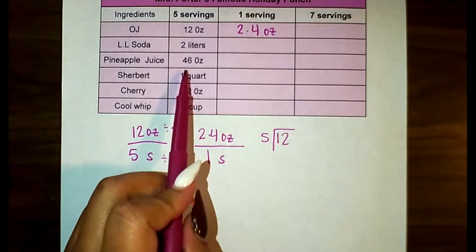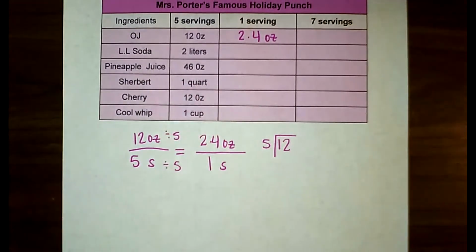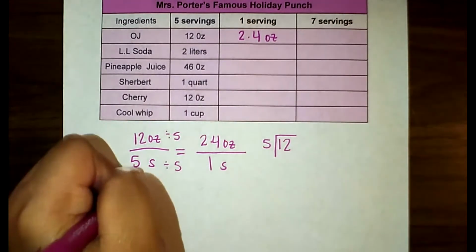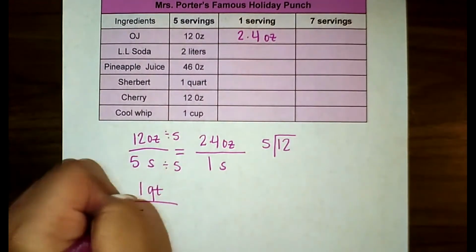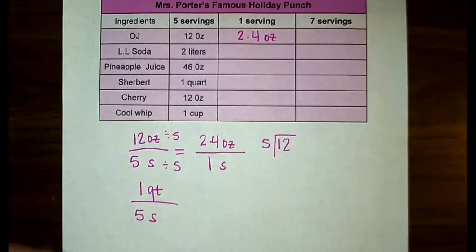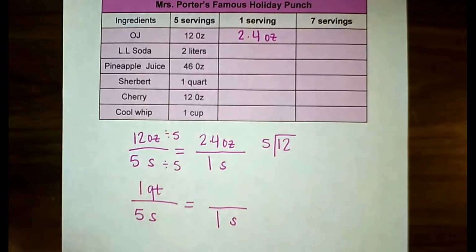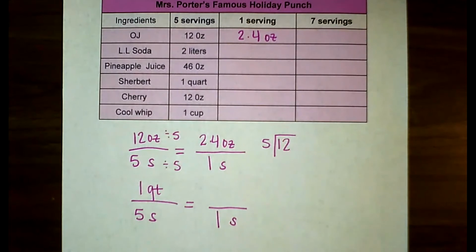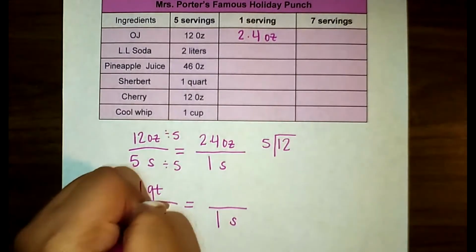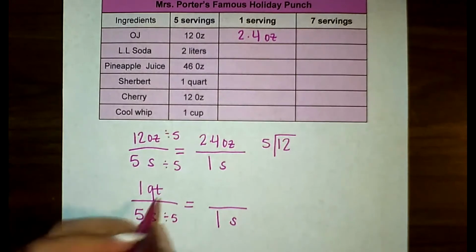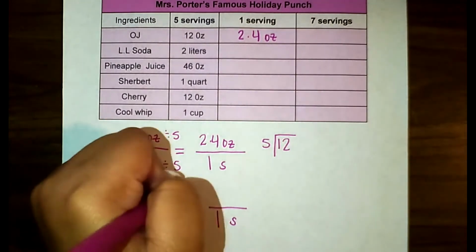I have 1 quart of sherbet, and I want to figure out how much I will need for only 1 serving. So I've picked a row from the table. Now I want to write the rate: 1 quart for 5 servings. I want to figure out what I will need for 1 serving. That's my unit rate. So now I need to figure out what to divide 5 by to create that denominator of 1. I'm going to divide by 5, and what I did to the denominator, I have to do to the numerator.